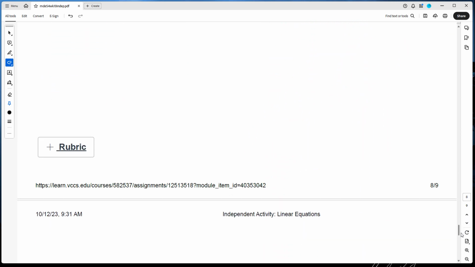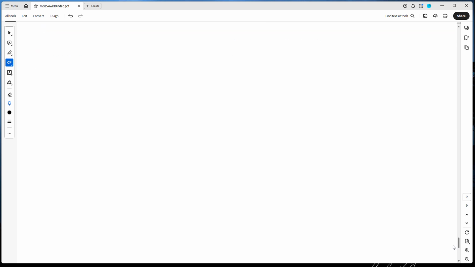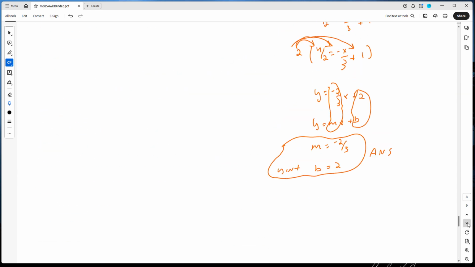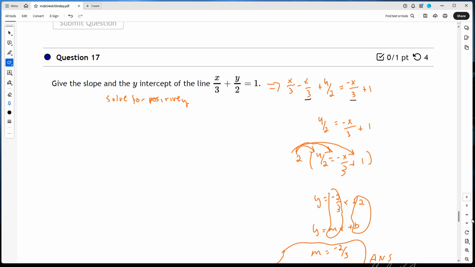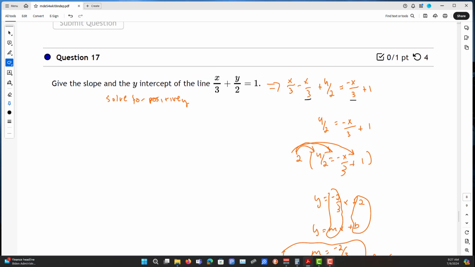Okay. So I did that, give the slope and y-intercept. That's it for that there.